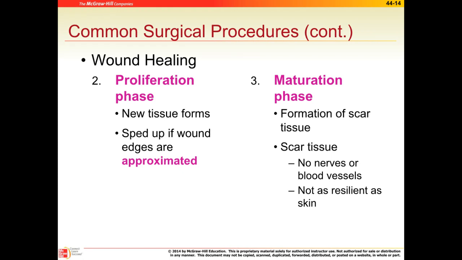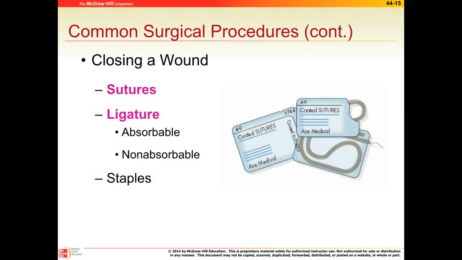Then there's the maturation phase, and that's where scar tissue forms. In scar tissue, we really don't have nerves or new blood vessels, and it's not a resilient skin. It can break open if it's been a significant issue. So maturation is the final phase.